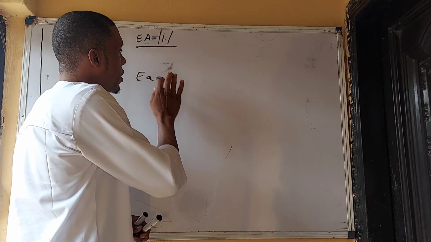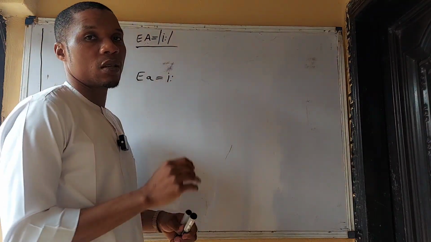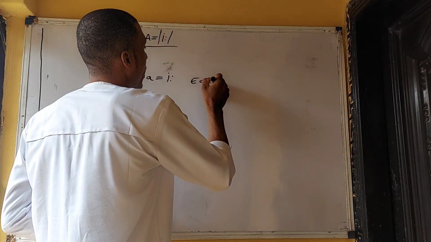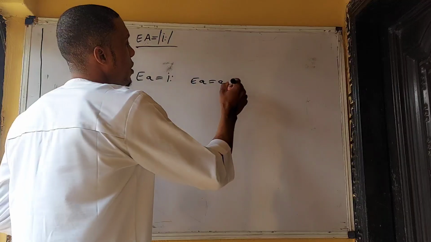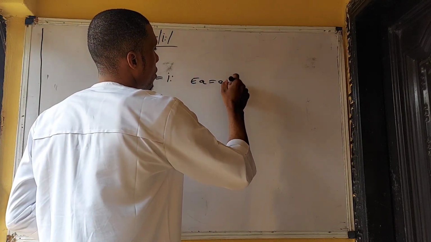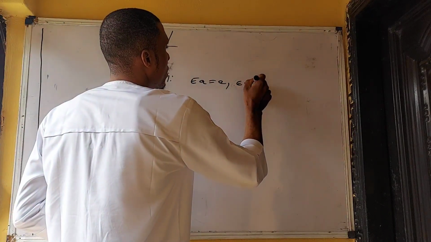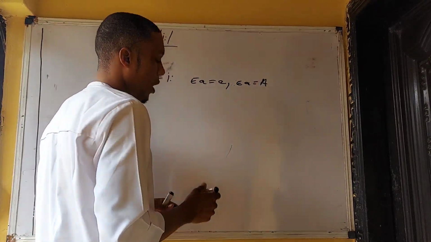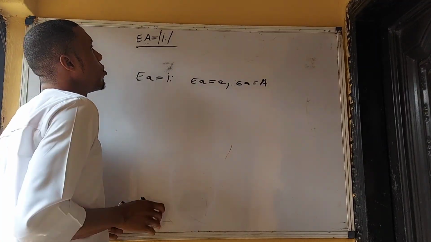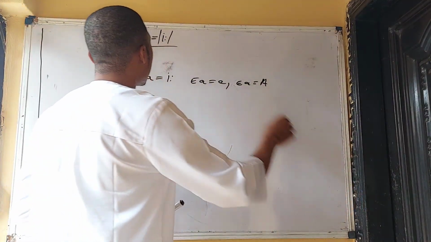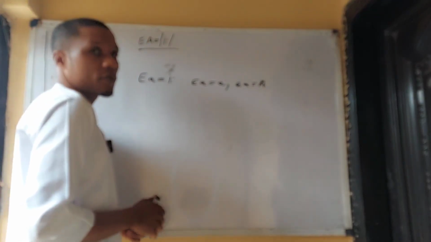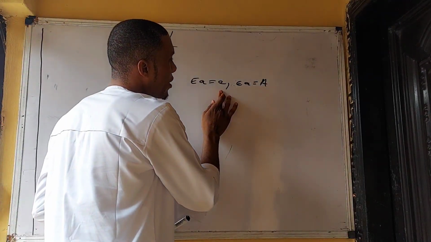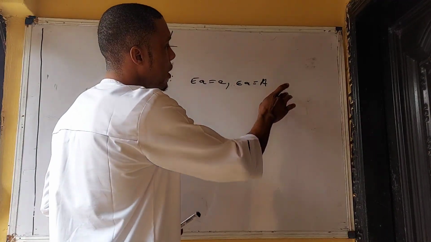But note that this EA does not only take the E sound. This EA also takes the air sound, and this EA also takes the A sound. Is that clear? It is important for you to know this. But the area I want us to focus on today is the E. EA taking E sound, EA also takes air sound, and EA also takes A sound.